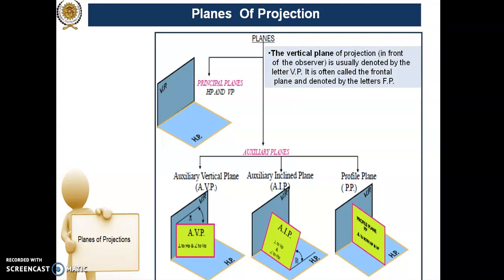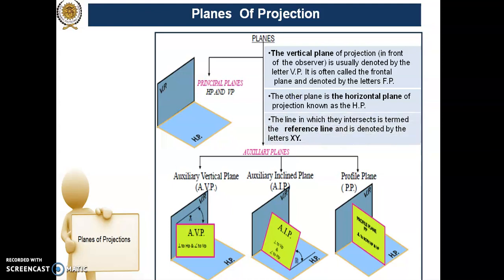The vertical plane of projection is in front of the observer and is usually denoted by the letters VP. It is often called the frontal plane and denoted by FP, as we have already discussed. The other plane is the horizontal plane of projection, known as HP. And the line in which they intersect is termed the reference line and is denoted by the capital letters X and Y.